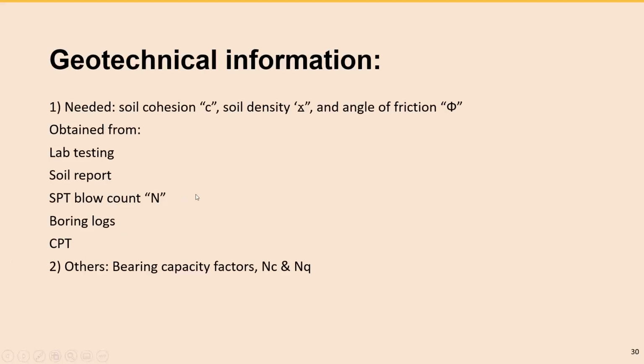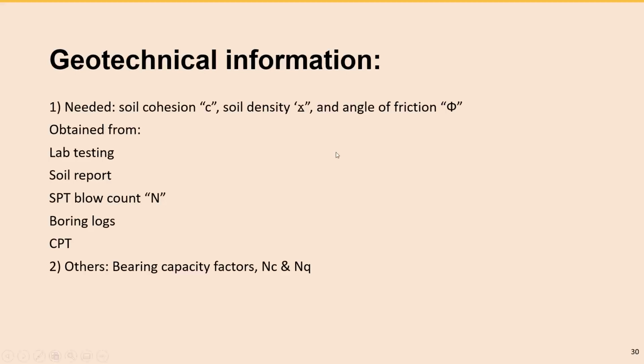I emphasize this because when you go out there, you're going to be using this SPT blow count N a lot, okay? And that's the one that we use mostly to figure out what is the friction angle, what is the cohesion, what are the bearing capacity factors, NC and NQ.